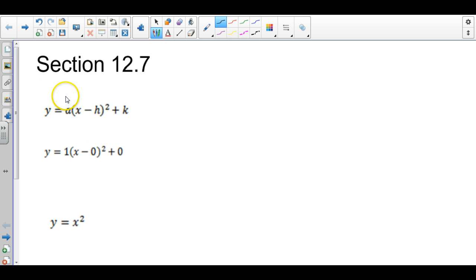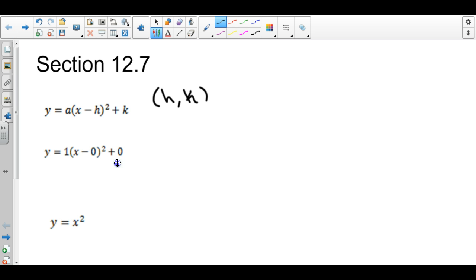We left off with class talking about how a was like a multiplier, y equals a times (x minus h) squared plus k, where h and k were representing your vertex point. The h was the x coordinate of the vertex and k was the y coordinate.